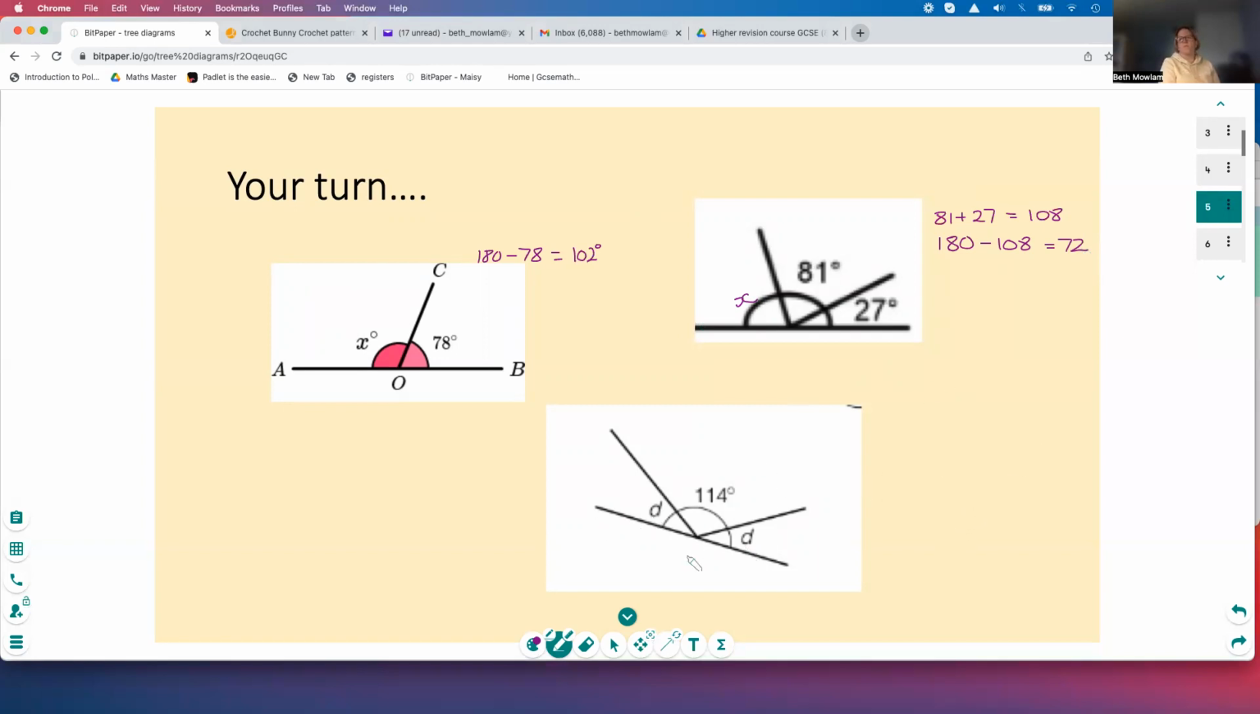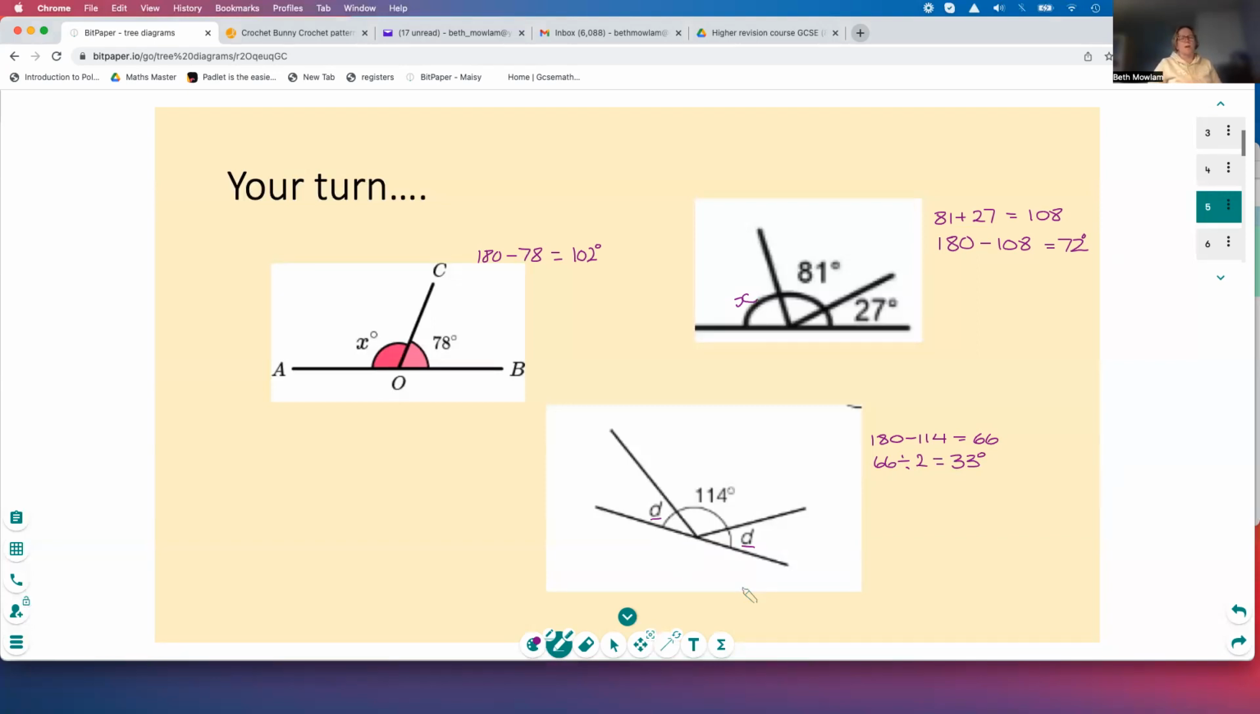Now here, we've got 2 unknown angles. However, they're both labelled with the same letter. So if they're both labelled with the same letter, that means they are the same value. So all we have to do is 180 minus the one we know, just like we were doing before, which gives us 66. Now, because they're the same letter, we know that they're the same size. If they're the same size, all we need to do is divide that by however many there are. So in this case, there are 2, which means each of those angles is going to be 33 degrees. So the same letter means they're the same size.